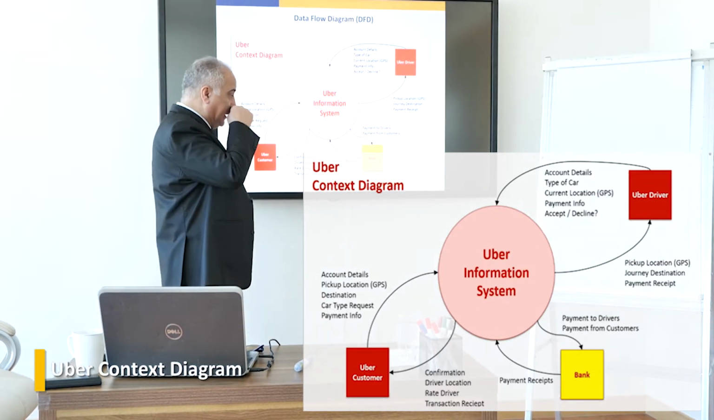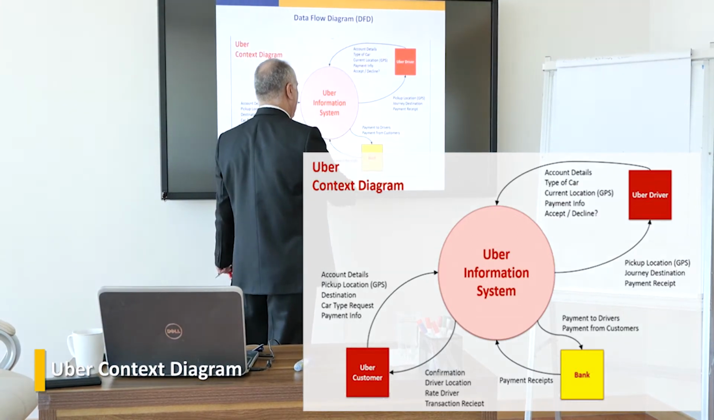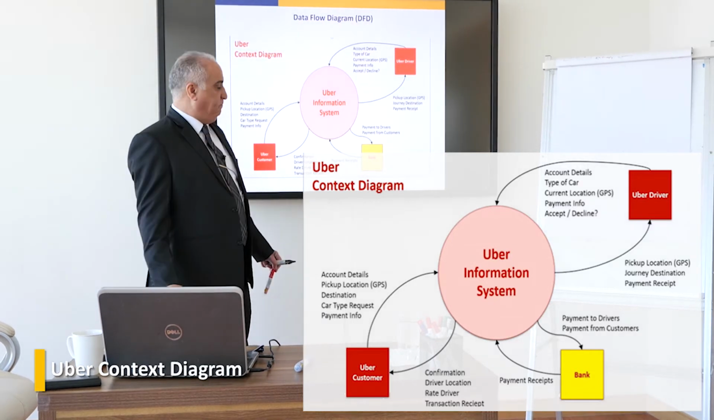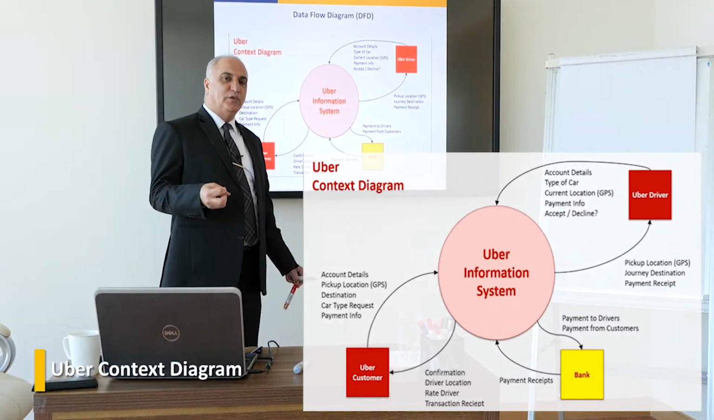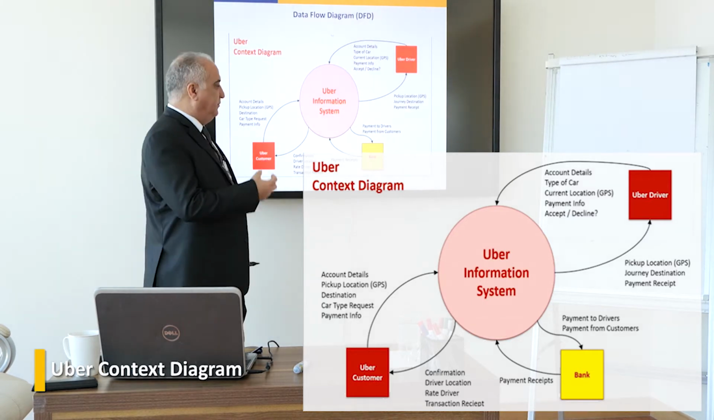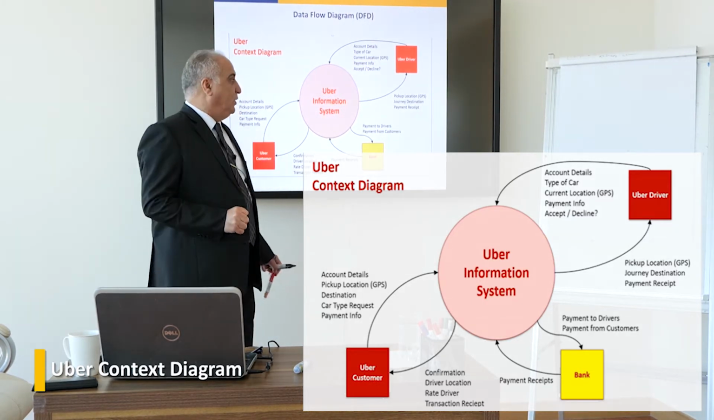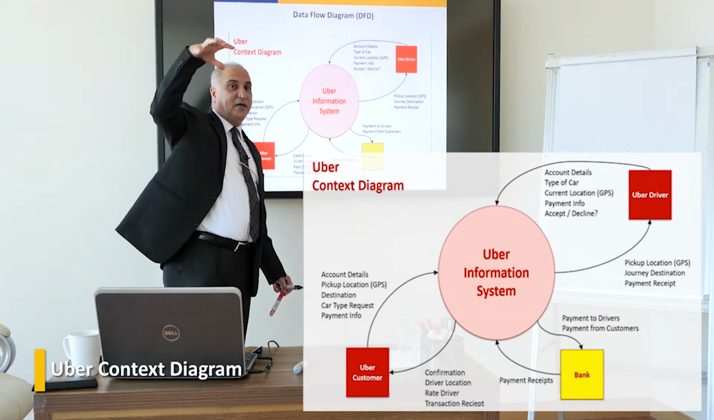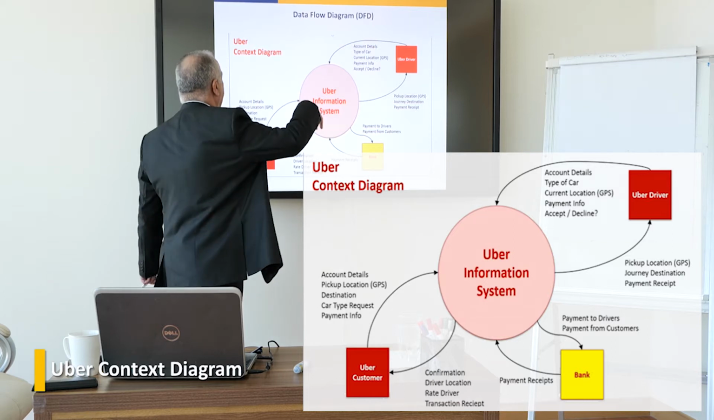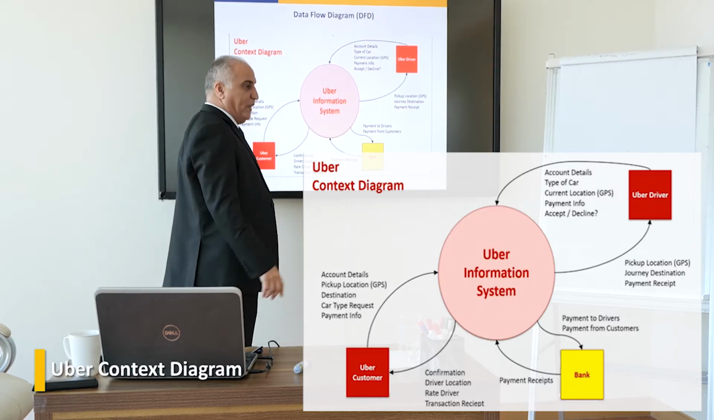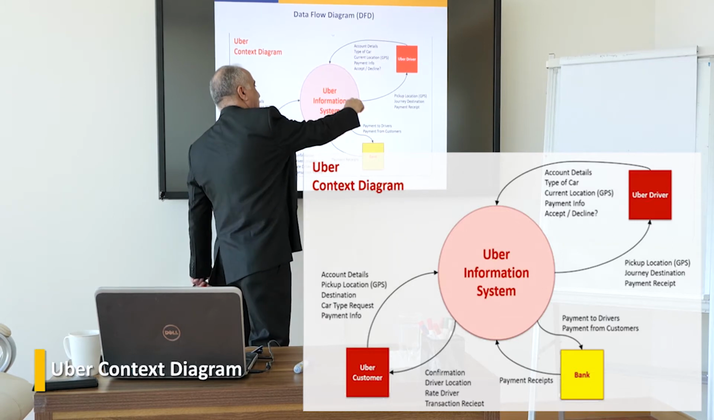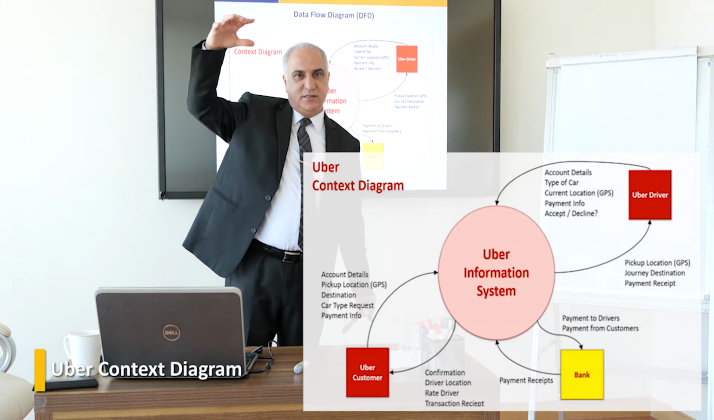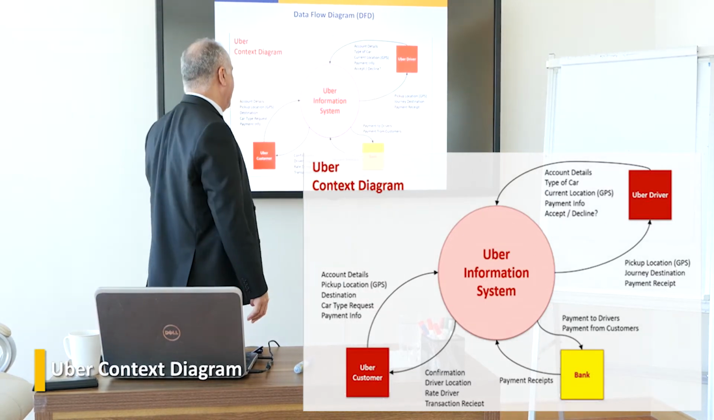Now, drivers in this model will be paid by the bank, and the customer will also pay, in this model, through the bank. So we call this the Uber system at the higher level, the context level. And this is a context diagram, which represents an Uber information system, like a student registration system.